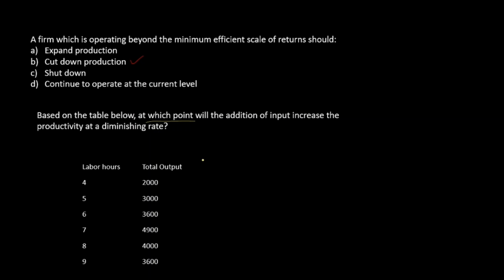So here I'm actually talking about marginal productivity of labor. So let me calculate marginal productivity of labor here. So 3000 minus 2000 divided by 5 minus 4 gives me 1000 here, and this is 600, and here I have 1300, and here it has decreased, my productivity has decreased from 4900 to 4000.